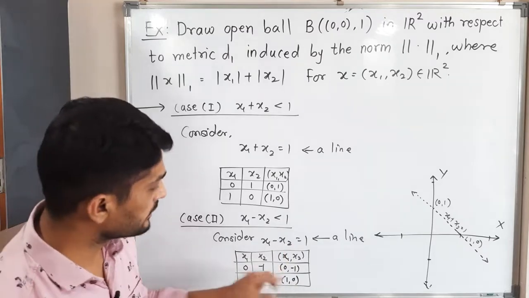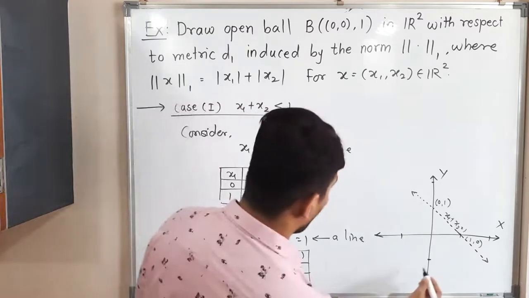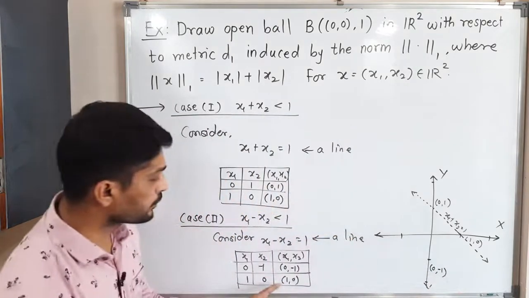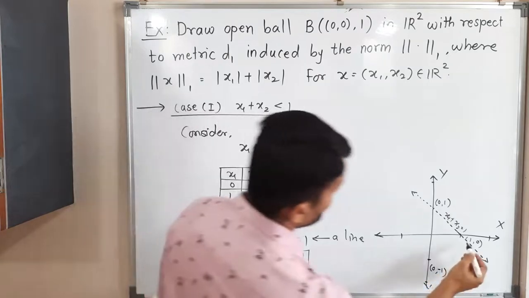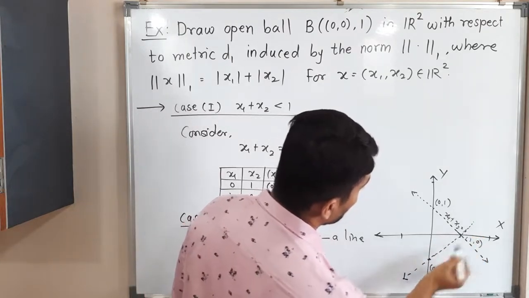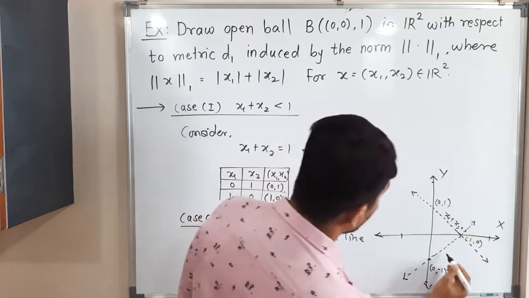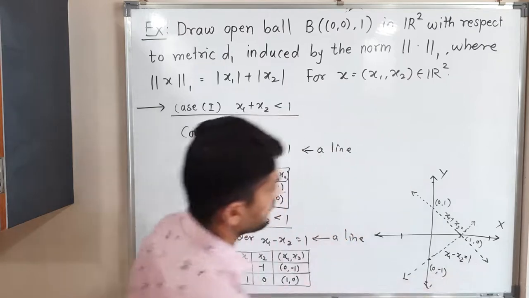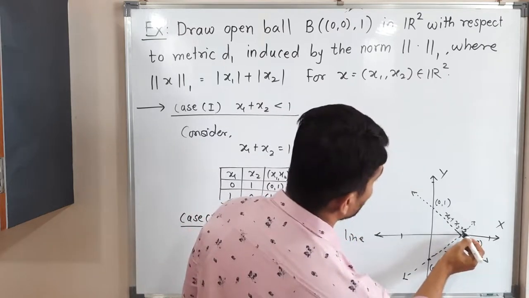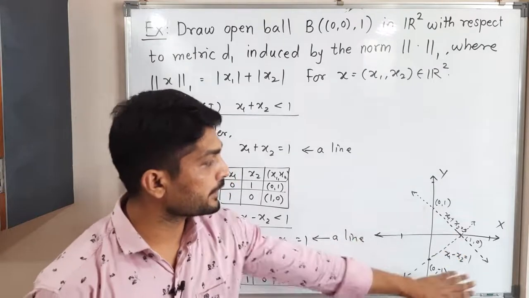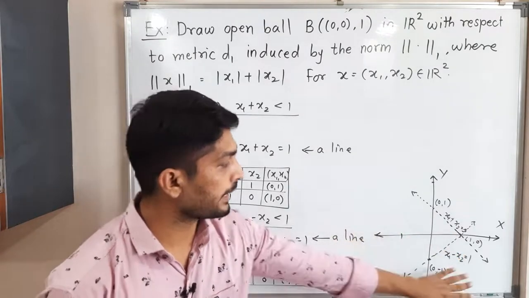Let us find (0, -1). It will be here. And the second is (1, 0). Where is (1, 0)? Here. So this line passes through these 2 points. Let me write here x1 minus x2 is equal to 1. Because of this line, again the region is divided in two parts, this part of the region and that part of the region.